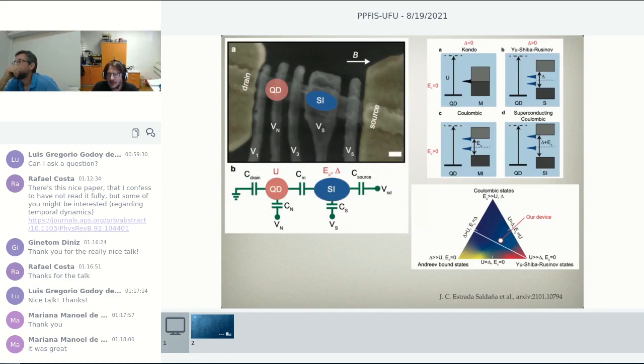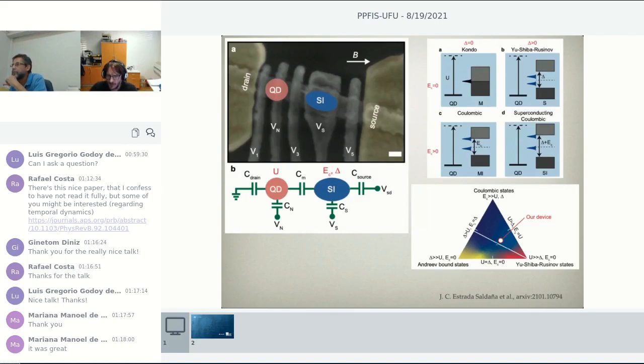And in fact, one can also consider the regime where this parameter U is small, and this would correspond to the limit of Andreev bound states. And it so happens that the device that was studied in collaboration with the experimental group from Copenhagen is such that it's far away from all of these limits.